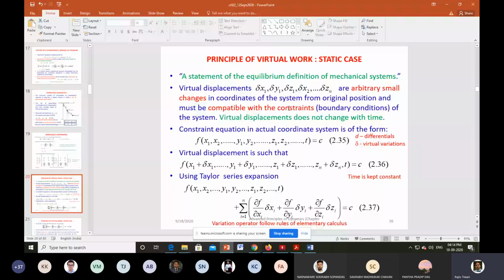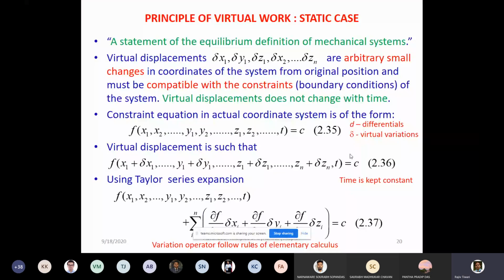But if the beam is at any other place where displacements are there, we will give some variations in that. Whatever variations we are giving, we need to see that they are compatible with the constraints or the boundary conditions of the problem. Another condition is that the virtual displacement does not change with time. Only the variation is given to the generalized coordinate, not to the time.